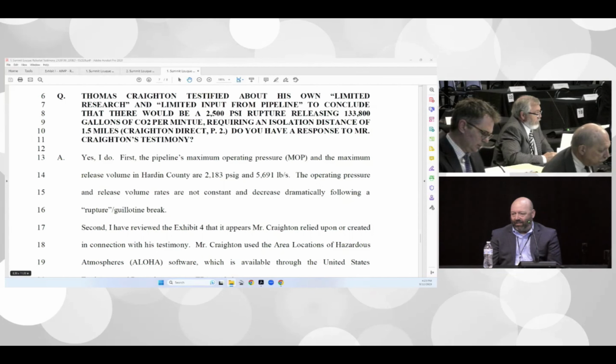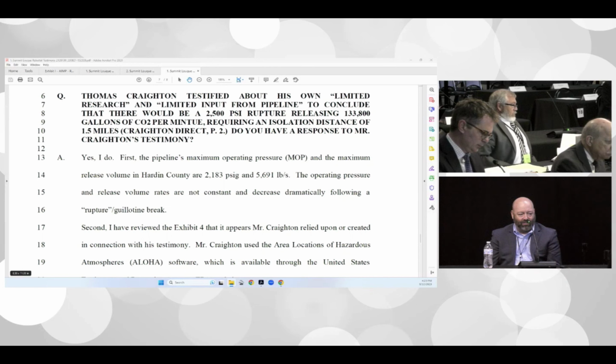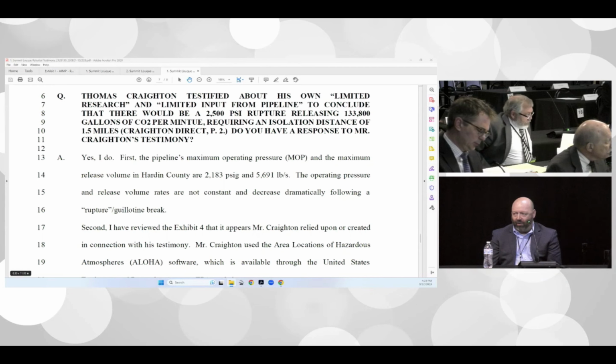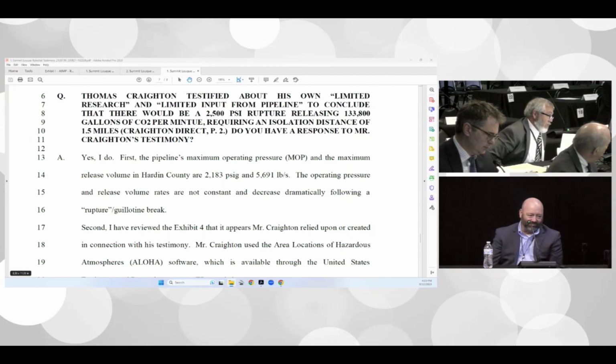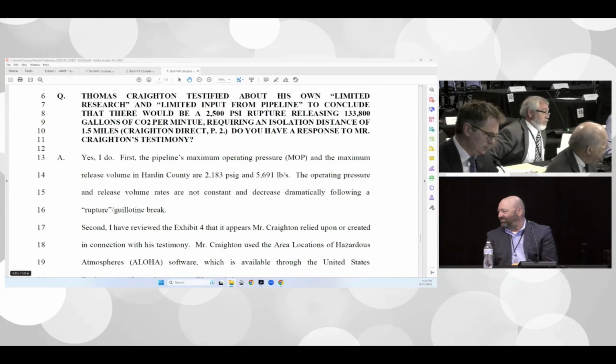So every pipeline in this country, whether it's gas or liquid, has an MAOP or MOP. Pipeline operators are obligated not to exceed that pressure. They can never operate above that MOP. Well, my car will go higher than 55. Right. Even though I'm not supposed to.